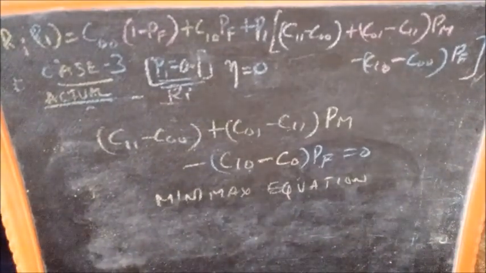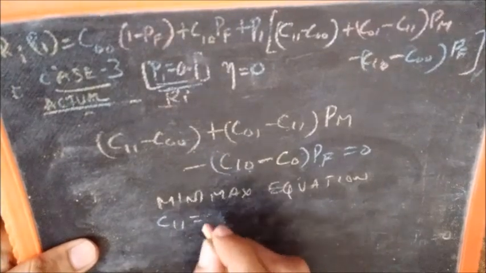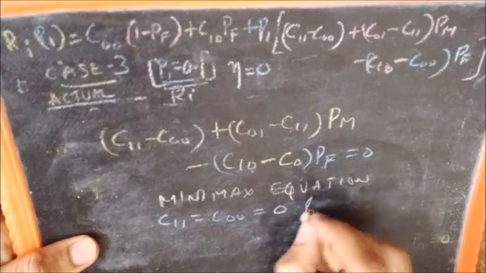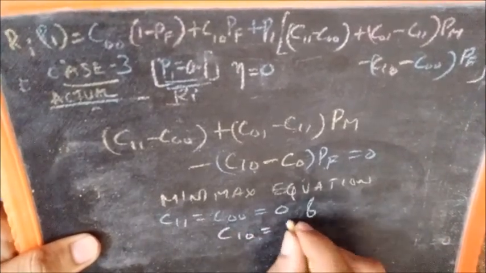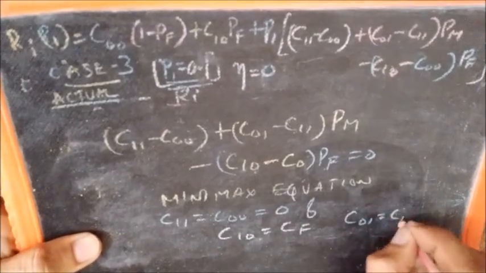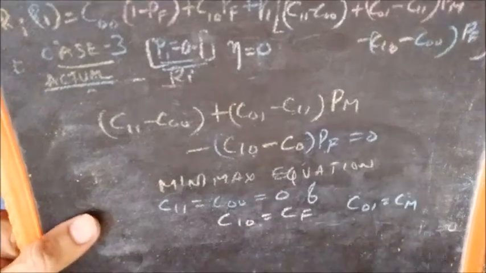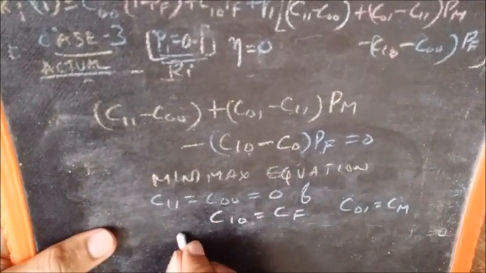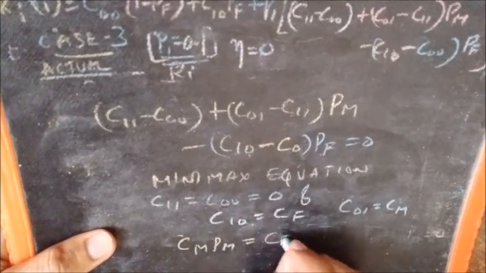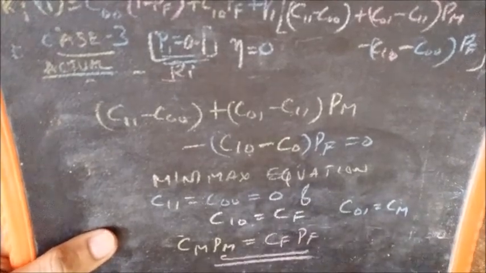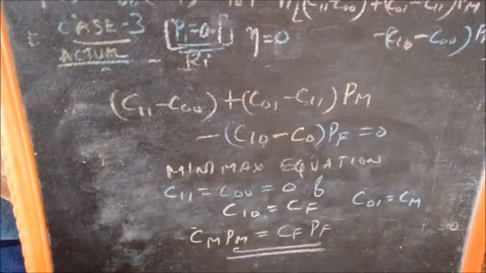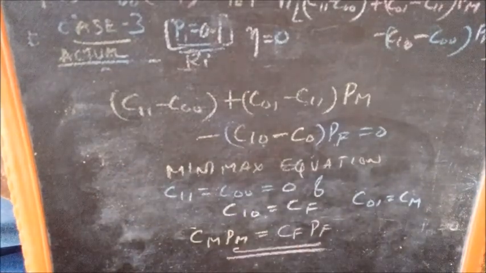And if the situation is such that C11 is equal to C00 equal to 0, and C10 is the cost of a false alarm and C01 is the cost of a miss, then we can write the minimax equation as CMPM is equal to CFPF. So with this equation, we will be able to arrive at the threshold eta. Now, how exactly we do that? We will see that through some solved examples in the next video.